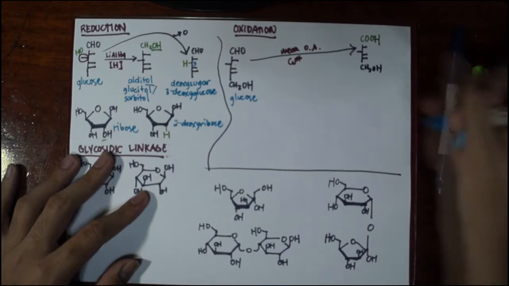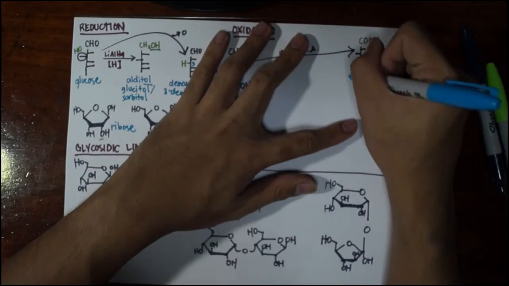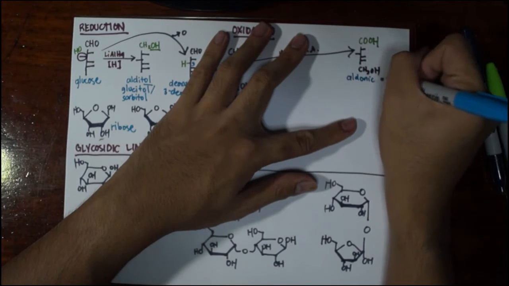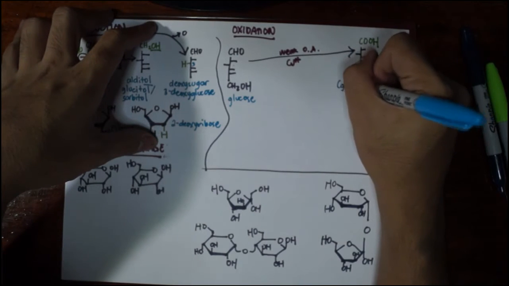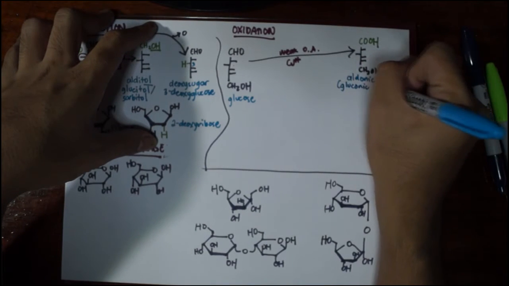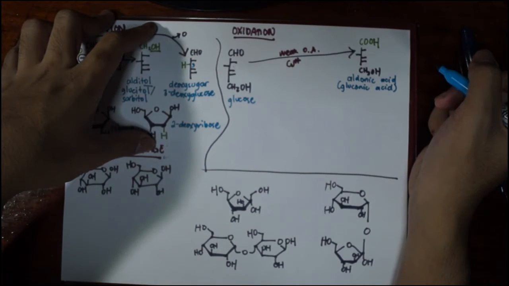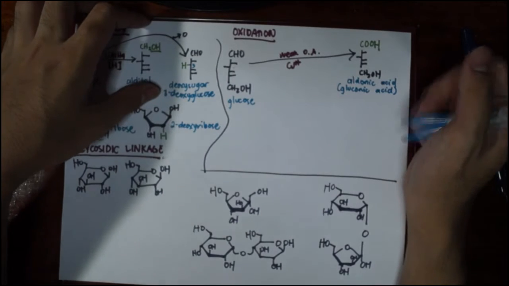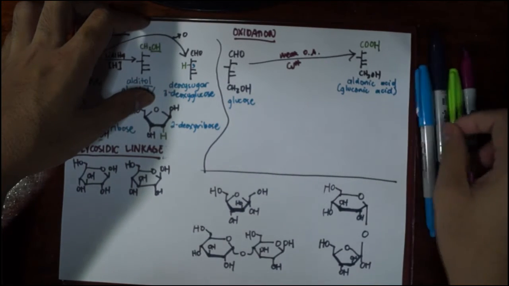So now, we have an acid, right? Specifically, the name of this acid in general is an aldonic acid. And if it came from glucose, specifically, the name of this aldonic acid is gluconic acid. Have you encountered ferrous gluconate? Alright, this is the gluconate that exists in that particular iron supplement.